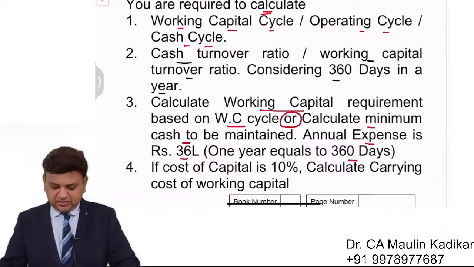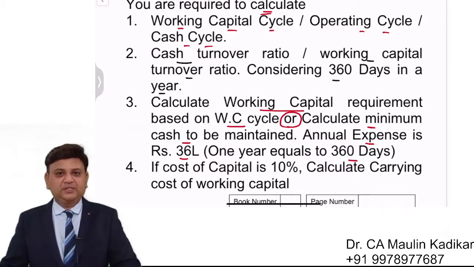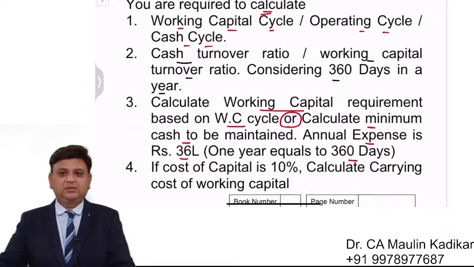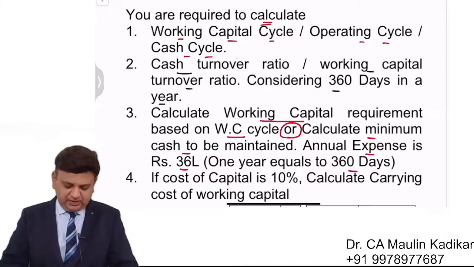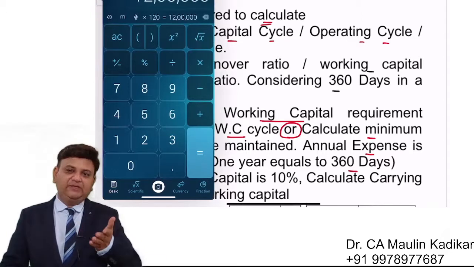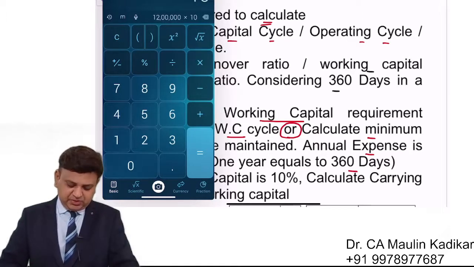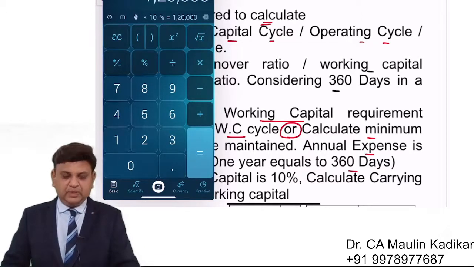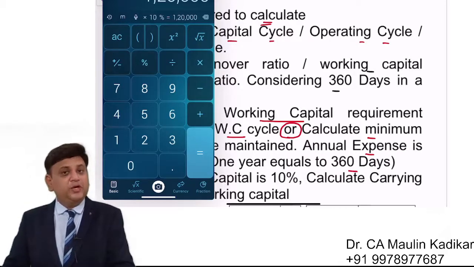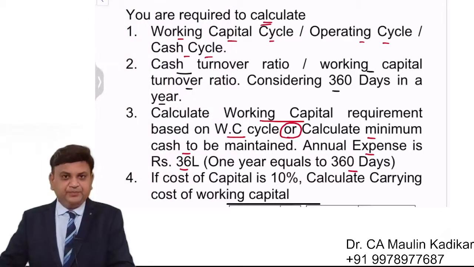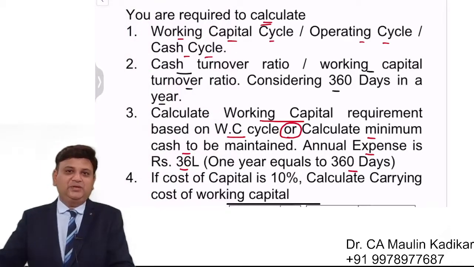Fourth question is, if cost of capital is 10%, calculate carrying cost of the working capital. I request you to answer the fourth question in the chat box. Friends, the answer of the carrying cost is very simple. It is the working capital investment 12 lakhs into 10%. Whatever funds we have blocked in the working capital, that amount could have been invested somewhere else at the rate of 10%, and the answer would be 1,20,000.